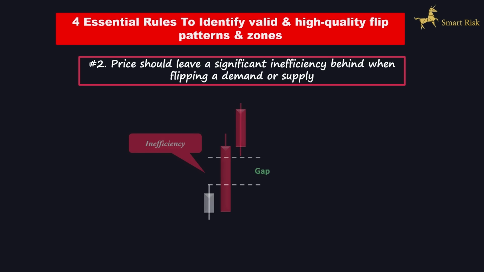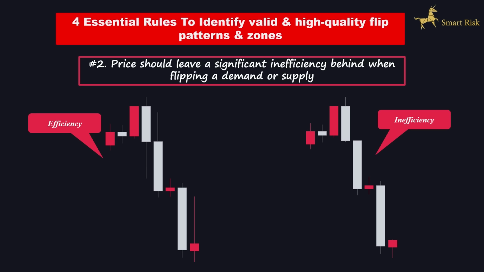To clarify, let's consider two scenarios. If a 3-candle sequence does not exhibit any gaps, it is considered an example of efficiency. On the other hand, if there is a gap present within the candles, it signifies an example of inefficiency.